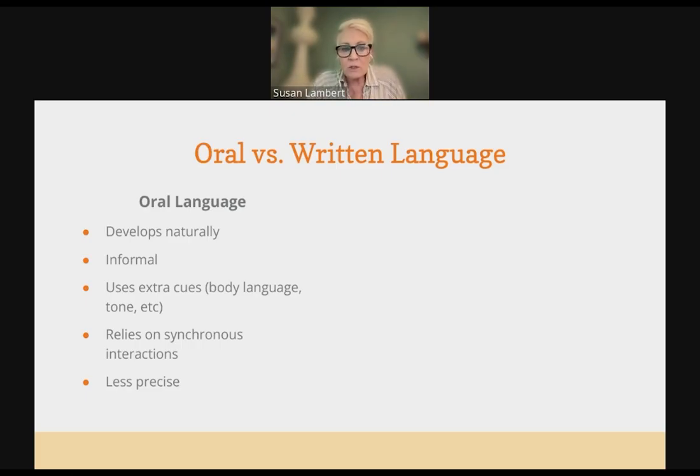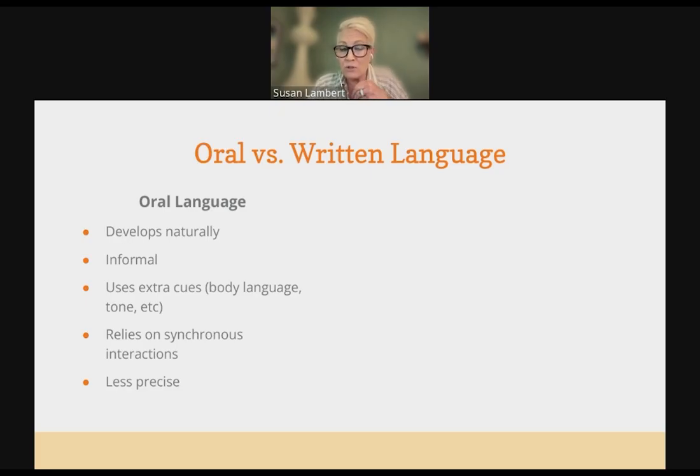Oral language also relies on synchronous interactions. Even though the two of us aren't talking back and forth, if we were face to face and in person, I could say something and you could respond and I could build on that. And if you weren't quite understanding, you could say, I'm not quite understanding. And so we could go back and forth in a synchronous interaction to ensure that we were communicating appropriately. It's also, by the way, oral language less precise.